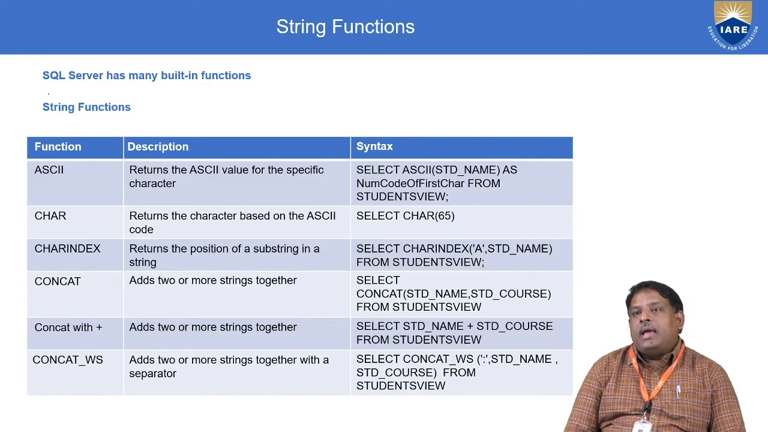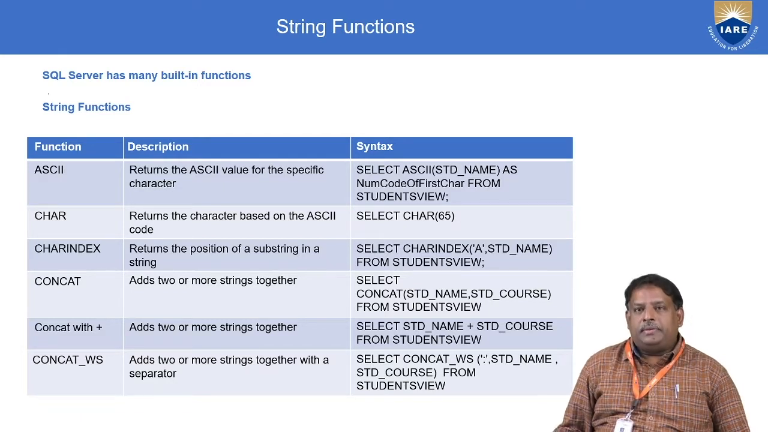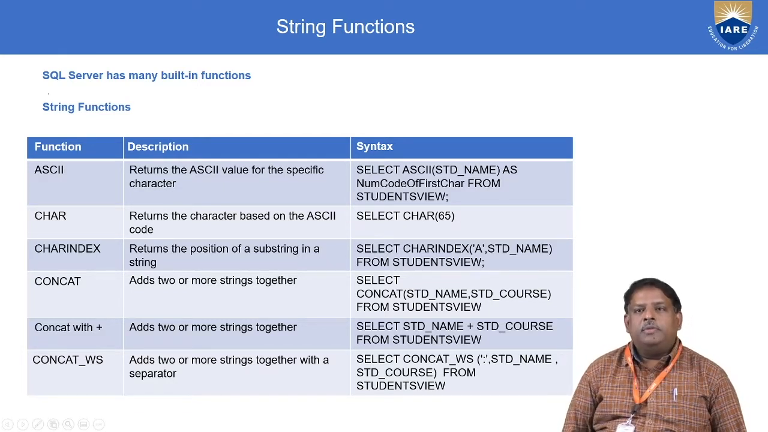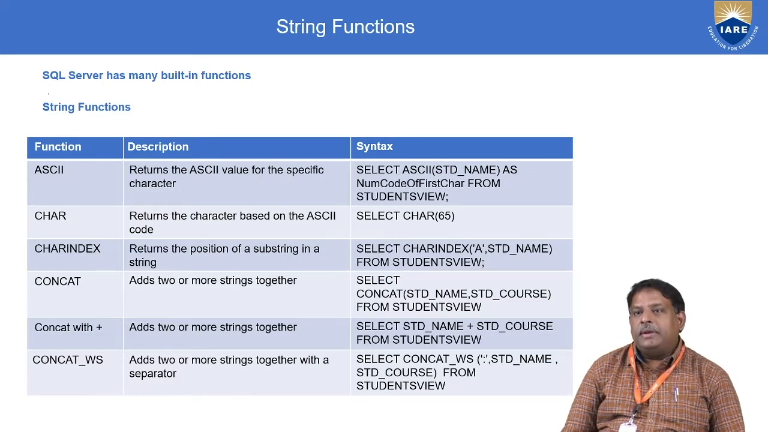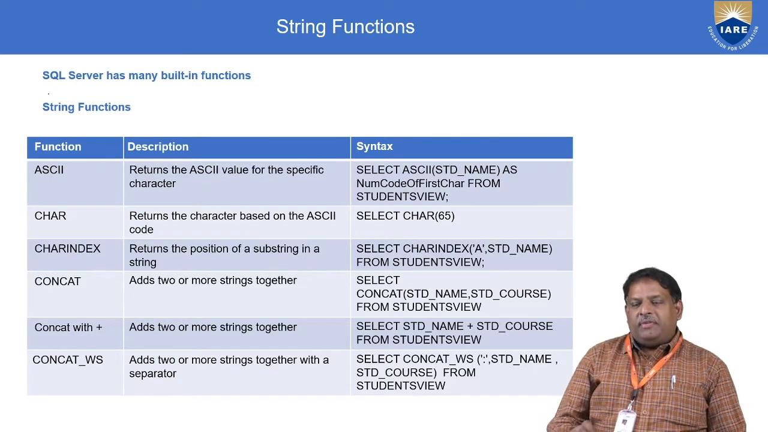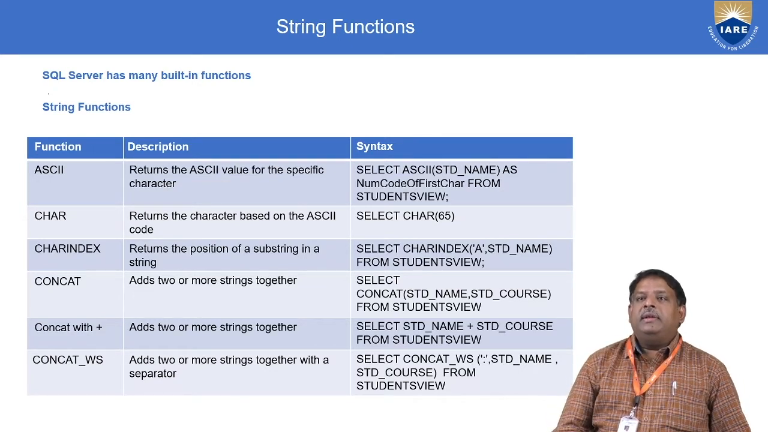Suppose my name is Amin. Amin is A-M-I-N. I am saying charindex of A first. The first letter is A, so it gives me the value of 1. Charindex returns the position of the substring in a string. Select charindex of letter A in the column std_name from student view. When I say the charindex of A in the column std_name, the position of the first occurrence of A is returned.